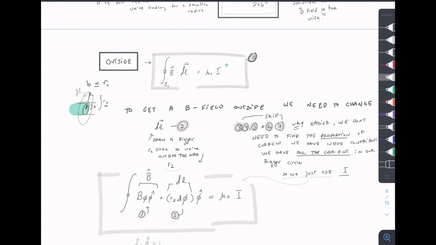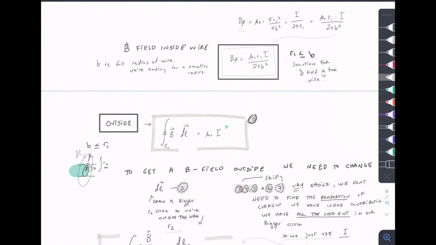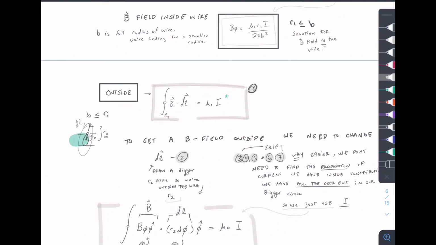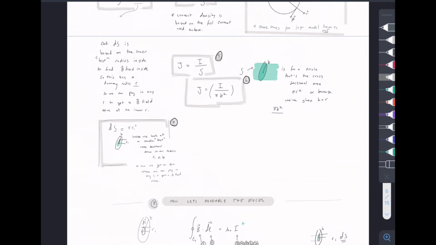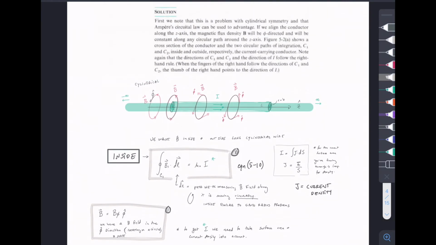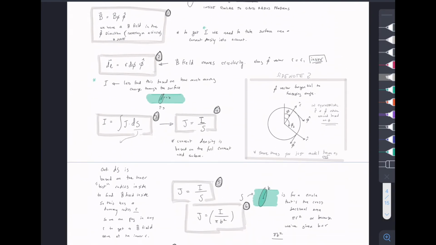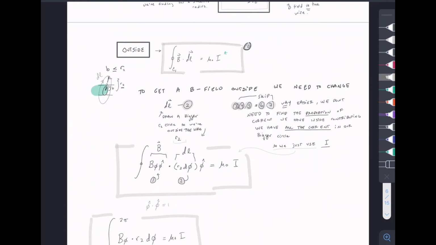We still have that same B phi in the phi hat because the B field is rotational, right? Around, I think I'm pointing in the dl the wrong way. It should be in the positive phi hat. Sorry if that arrow is going the wrong way. But our B field is rotational in the phi hat direction, as always. So it's going around the wire. So that's going to be the same whether we're outside or inside. So we see that here.